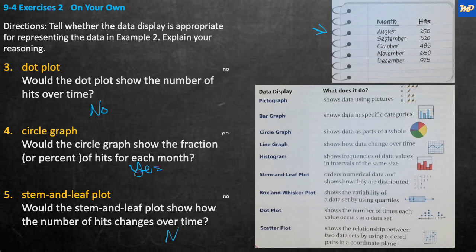It's not appropriate. It wants to know if it's an appropriate display, not that it could be made to work or tricked into working by changing the way you're thinking of the data. But is it appropriate? The appropriate one we determined was a line graph. This line graph right here was the appropriate one. And also the bar graph was another appropriate one. We decided those were correct.